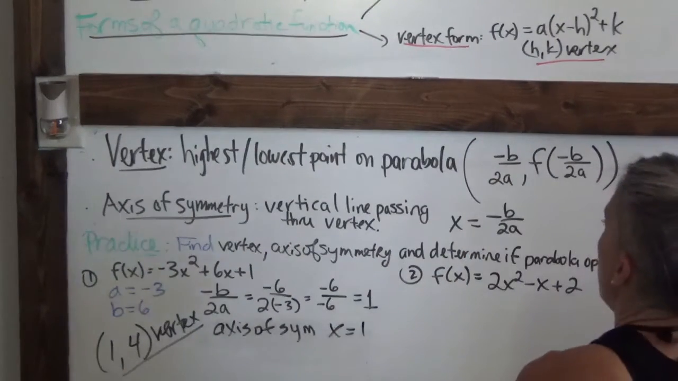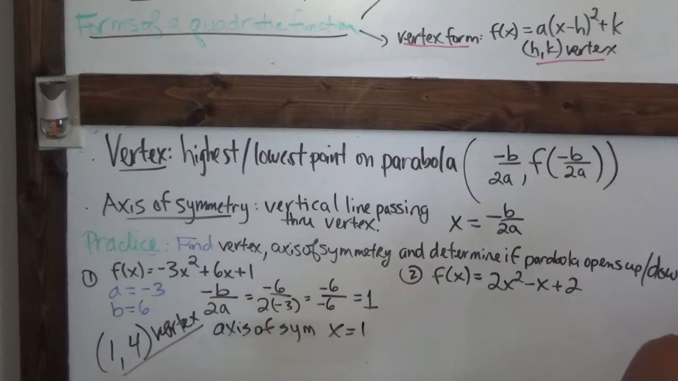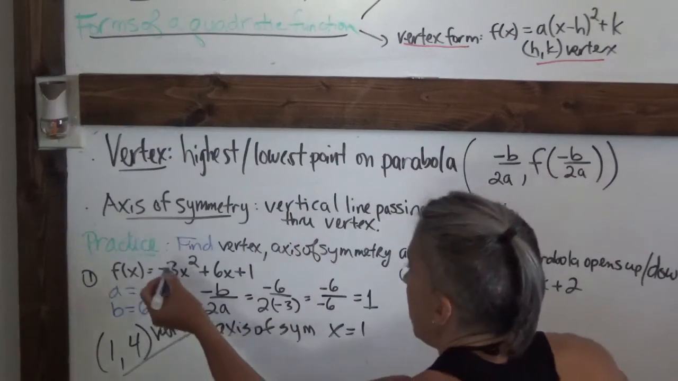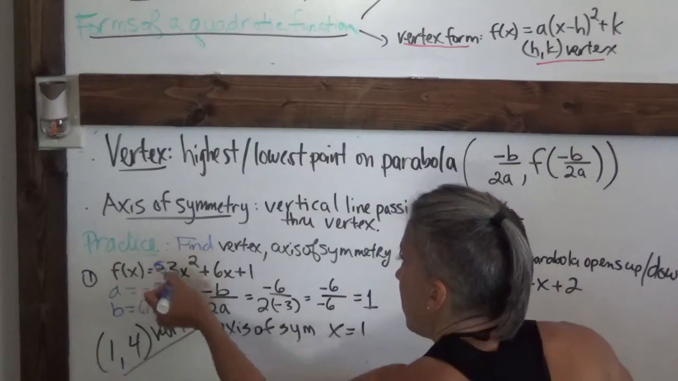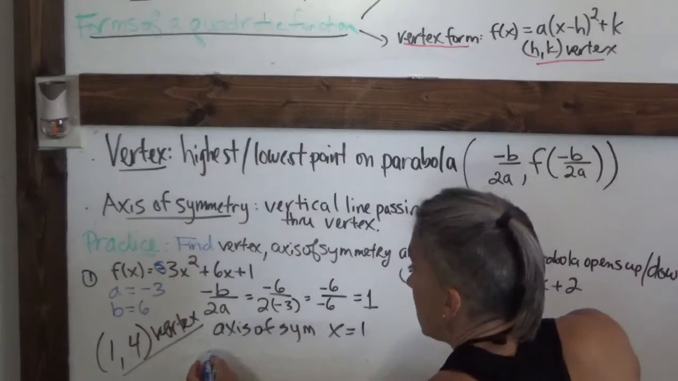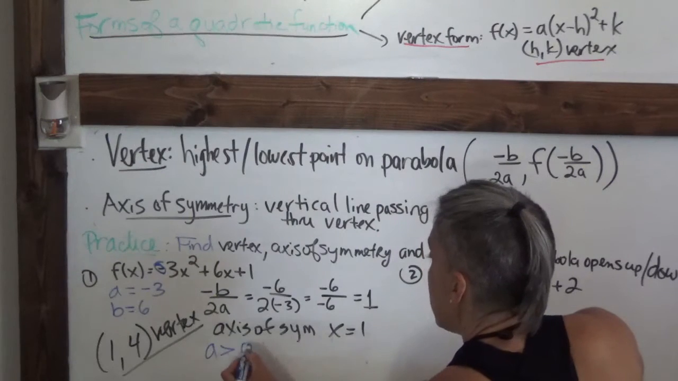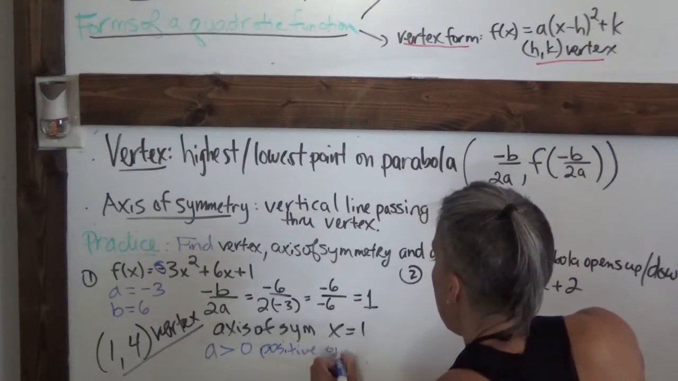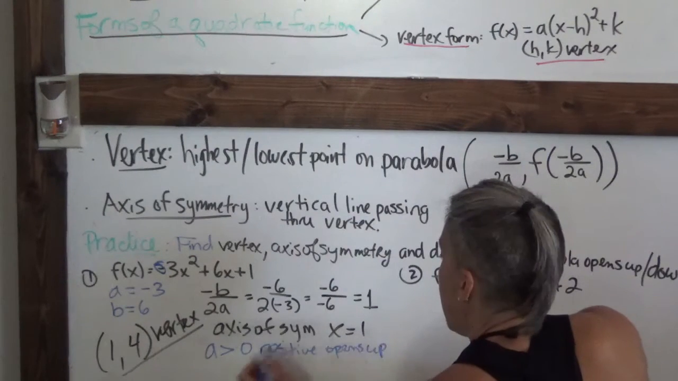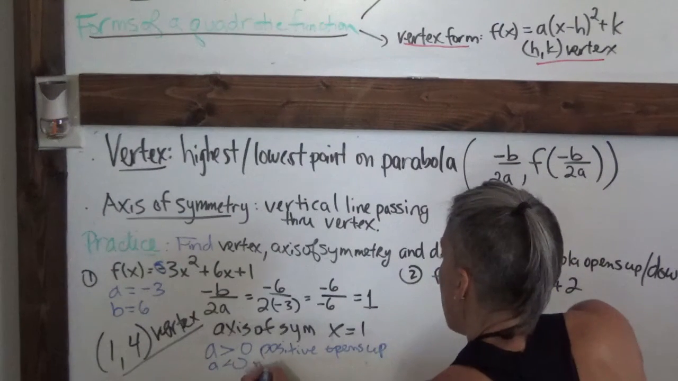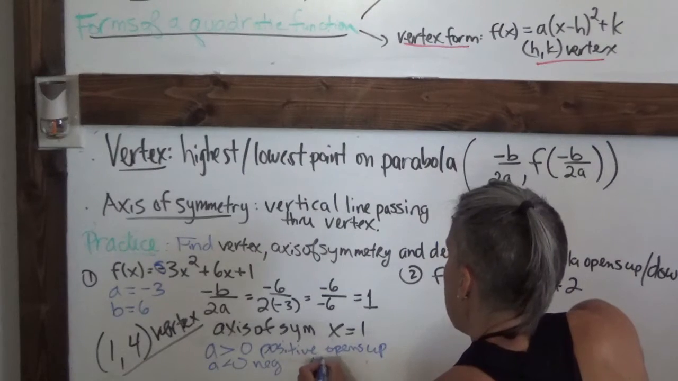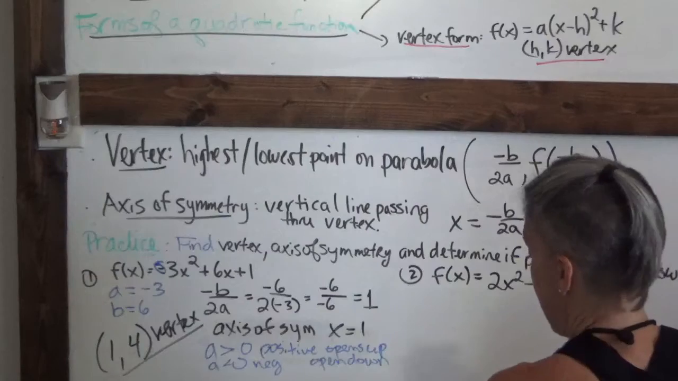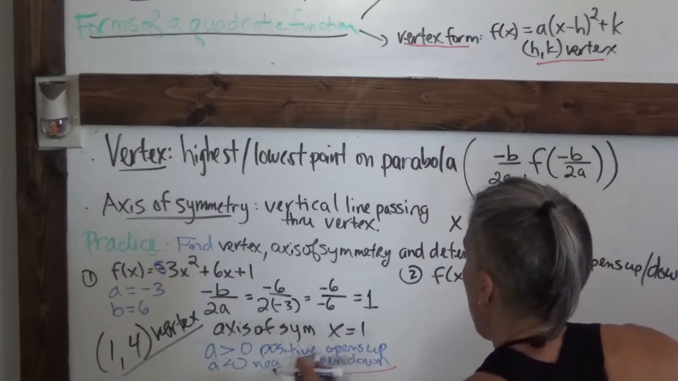Does this parabola open up or does it open down? To figure out if a parabola opens up or opens down, you're looking at the sign of that a number. If a is greater than 0, meaning positive, it's going to open up. If a is less than 0, so it would be negative, it would open down. So for this one here, because a is -3, my answer B opens down.